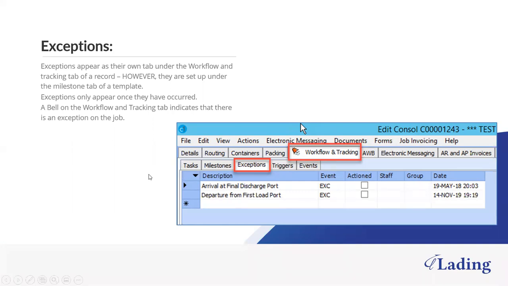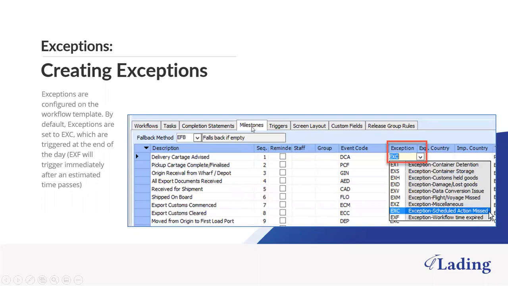And to create an exception, you actually want to be on the milestone. And for each one of these, we could set an exception. You can do either an EXC, which will trigger at the end of the day, or you could do an EXF, which is immediately. So if my estimated time of arrival was 3:40 Eastern time on, what day is it? 29th? 30th. On the 30th. If I set it to EXF, boop, I would get the exception right away. If I set it to EXC, I would get it tomorrow. And it would give me that red bell telling me you have an exception.